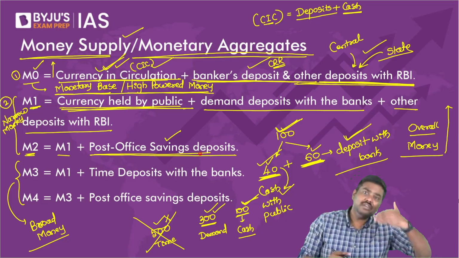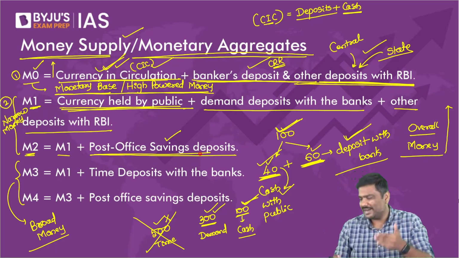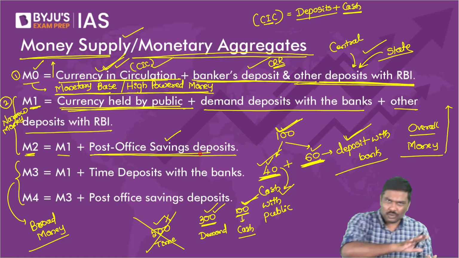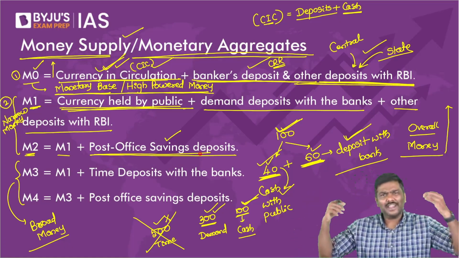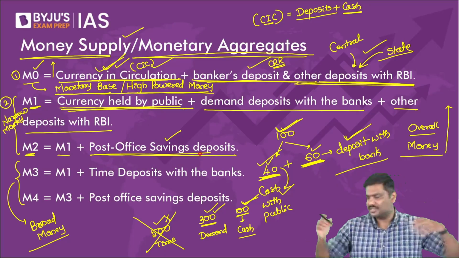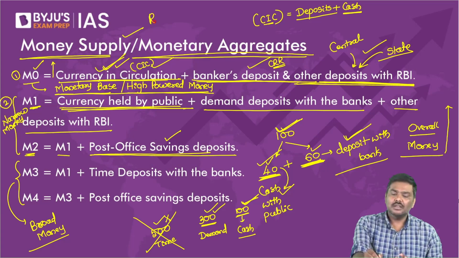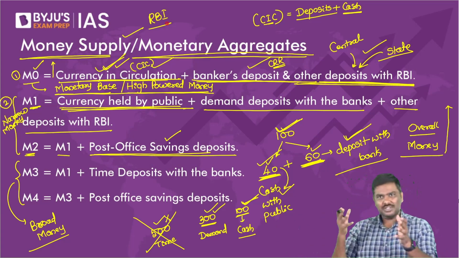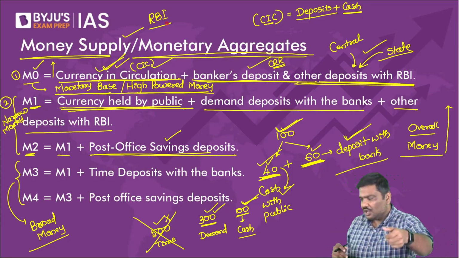In M2, we will count even the post office deposit. Sir, why post office deposit separately? Please understand. Point number one, why are we trying to do all of this circus? Some of you might be thinking, this is so technical. Why are we discussing all of this? Simple question to you. If you are RBI governor and in the next monetary policy, you will have to take a call.